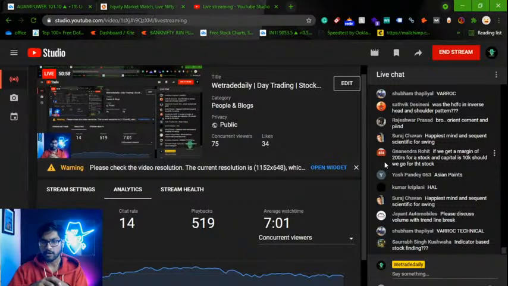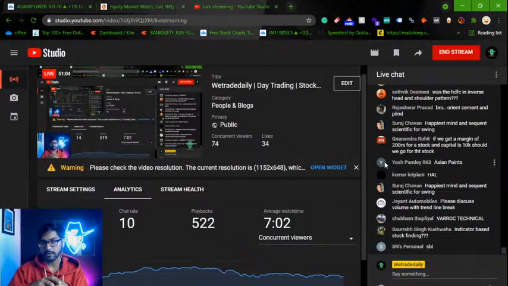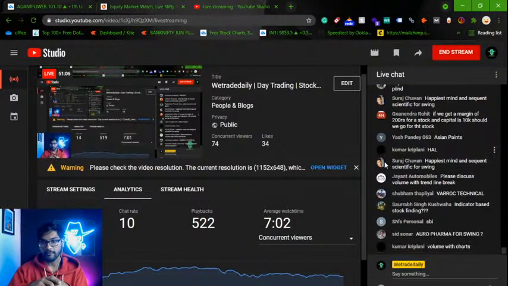Indicator based stock finding, I don't do indicator based stock finding and I don't believe in it. Indicators have cost me a lot of money. I've lost a couple of lakhs. So I don't believe in that. Price action is what is working out and I'm happy to use it.